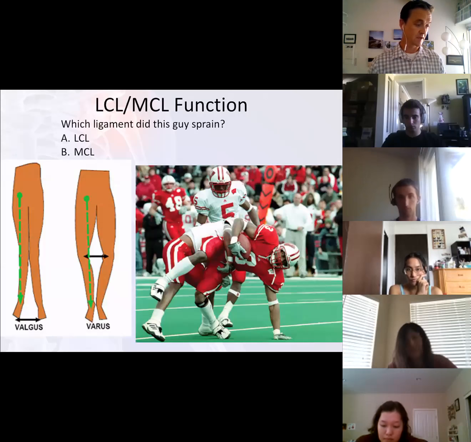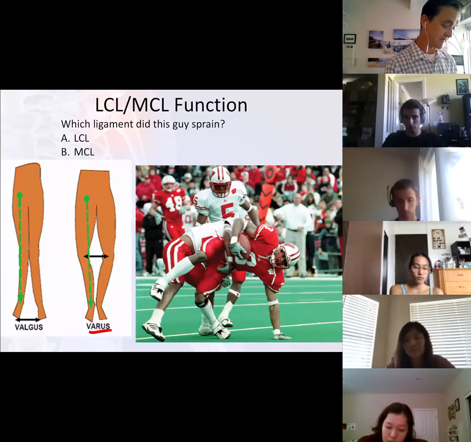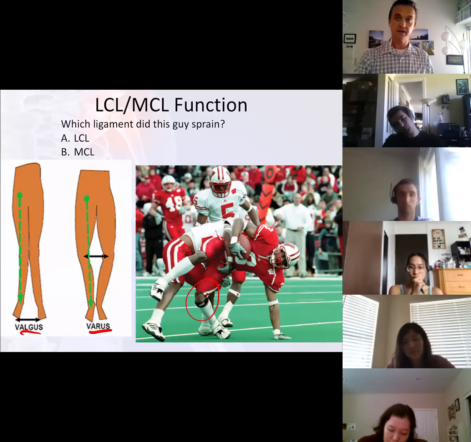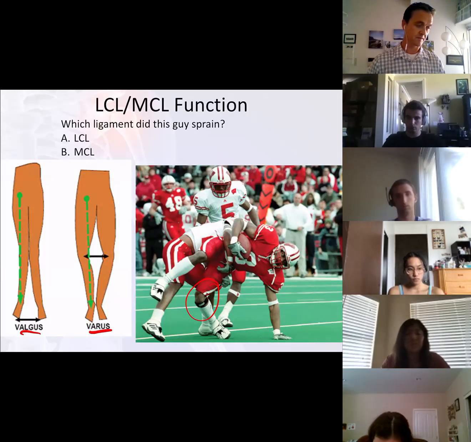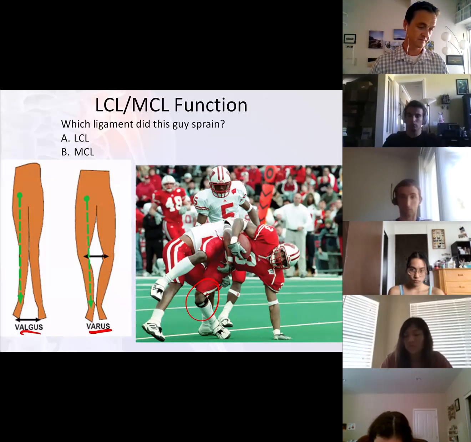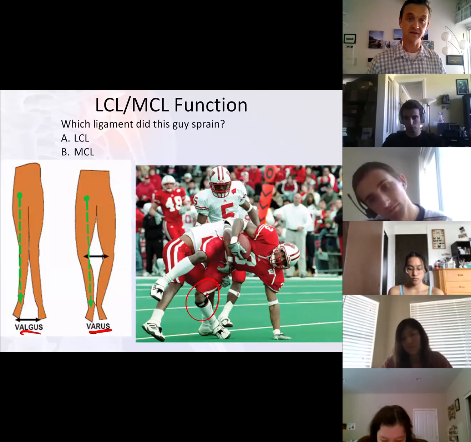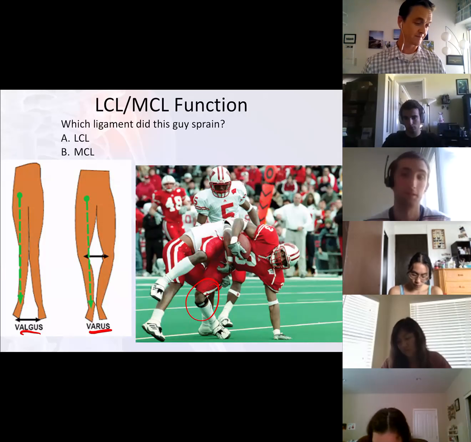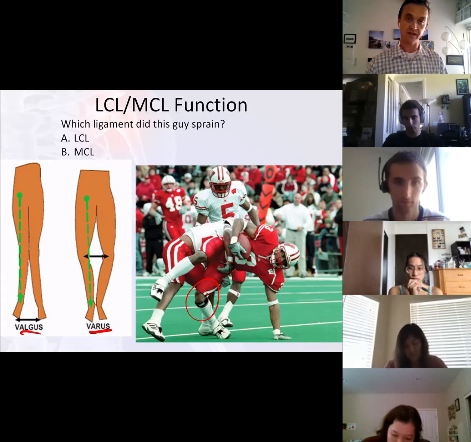All right. Okay, yeah, here's the LCL and the MCL function here. And this is kind of a nice image of looking at varus versus valgus. So take a look at this guy, that knee right there, and give us a vote on which ligament that guy sprained. And first, just say to yourself, which motion is that? Is that valgus or is that varus? And then which ligament did he most likely sprain there? That's his left knee, right? So it's kind of hard to tell whose leg is whose, but I see a lot of people voting.